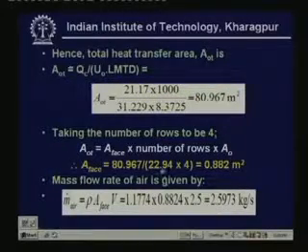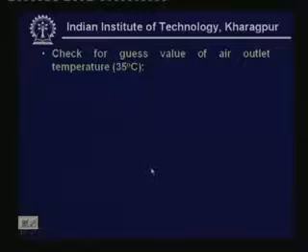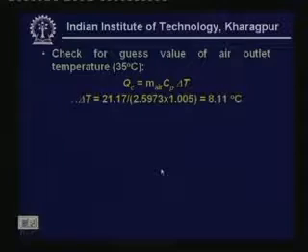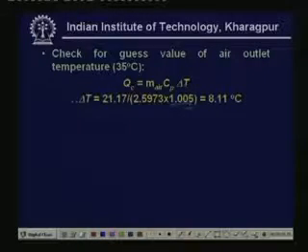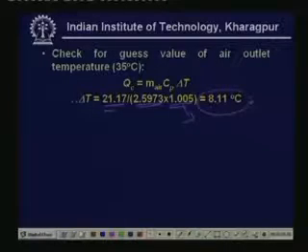Once you know the mass flow rate of air, you can easily calculate the outlet temperature. How can you calculate that? We know that for the condenser, you can also write QC as mass flow rate of air into Cp into delta T. So delta T is nothing but QC divided by mass flow rate of air into Cp. Cp I have taken here as 1.005. The mass flow rate of air we have computed, and this is QC. Here you need not multiply by 1000, because this is in kilojoule per kg Kelvin. So you find that delta T is 8.11 degrees centigrade.